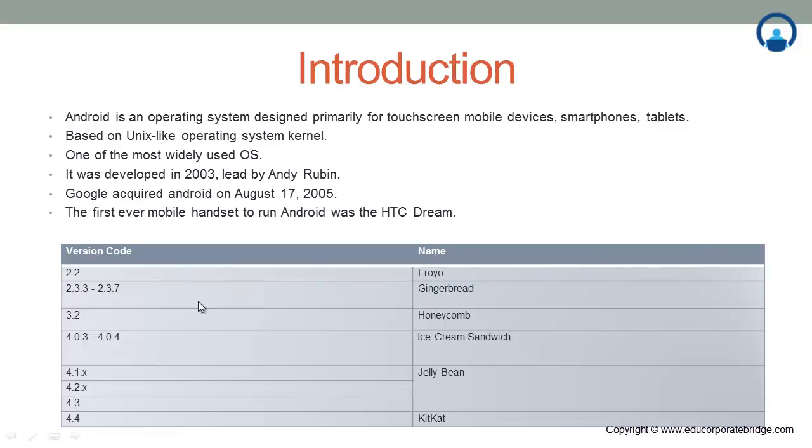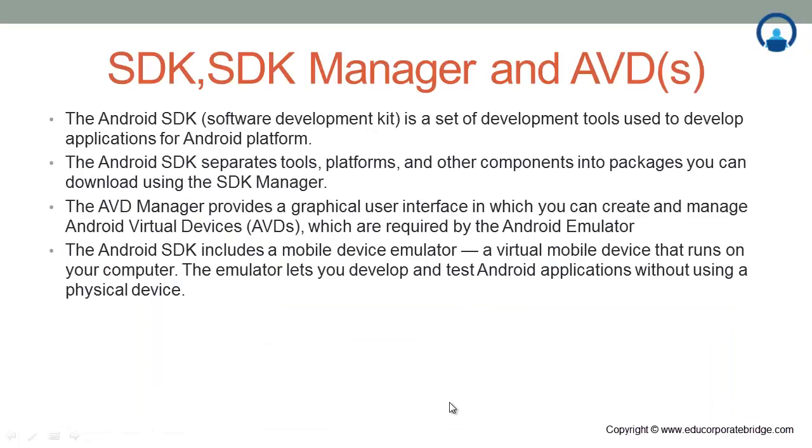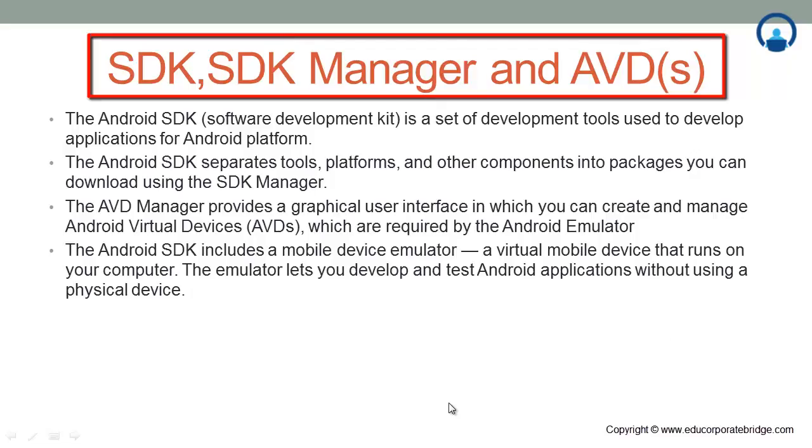Like 2.2 was Froyo, 2.3.3 to 2.3.7 was Gingerbread, 3.2 was Honeycomb, 4.0.3 to 4.0.4 was Ice Cream Sandwich, and the series from 4.1.x to 4.2.x to 4.3 was Jelly Bean, and the latest version is 4.4, which is Android KitKat. Now, before developing an Android application, we need to go through the Android SDK Manager, and what are Android AVDs.